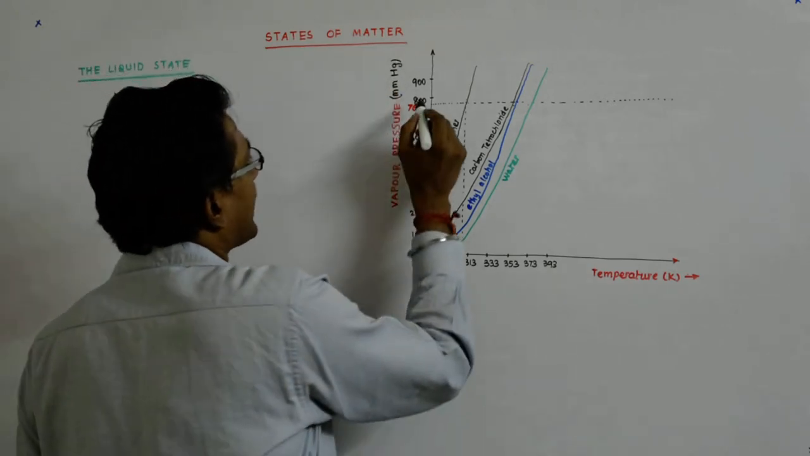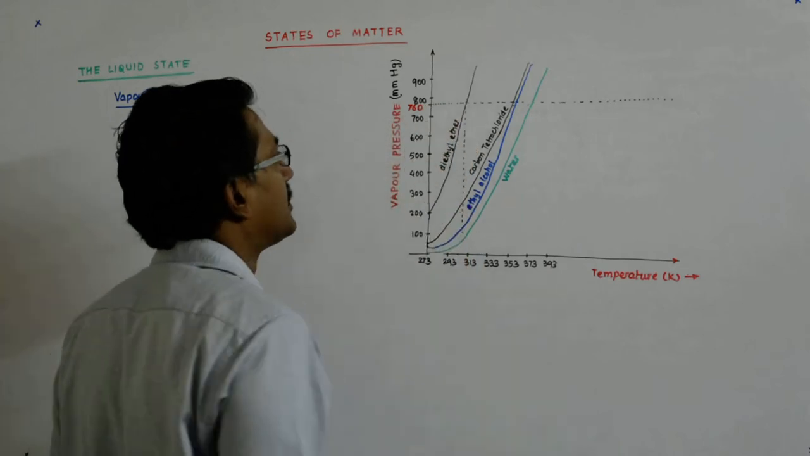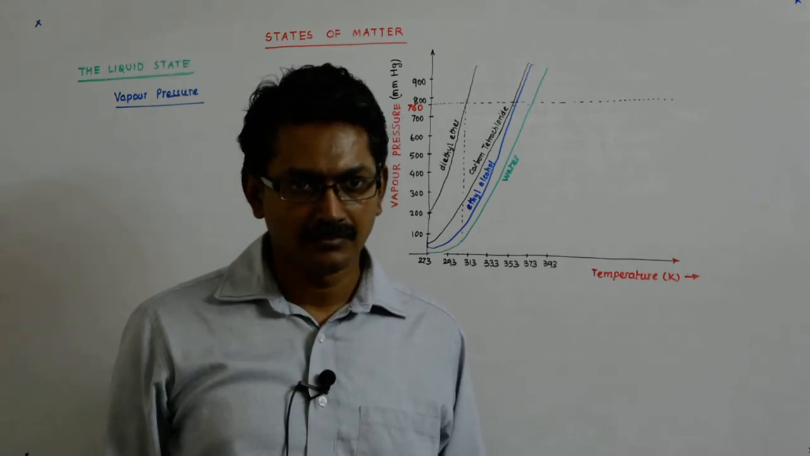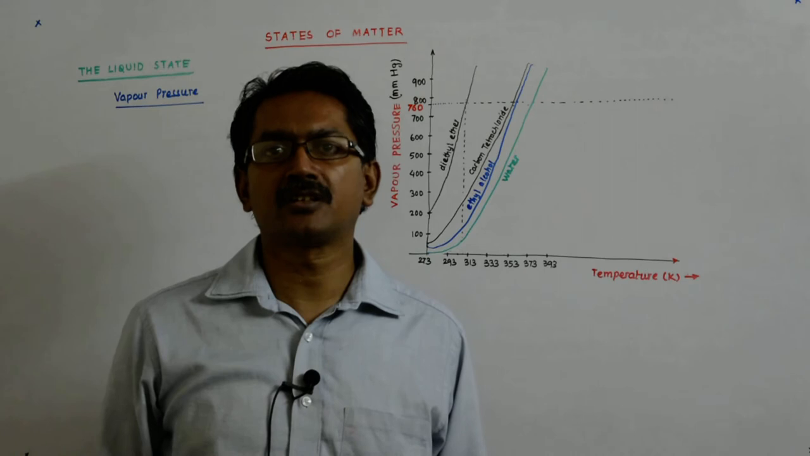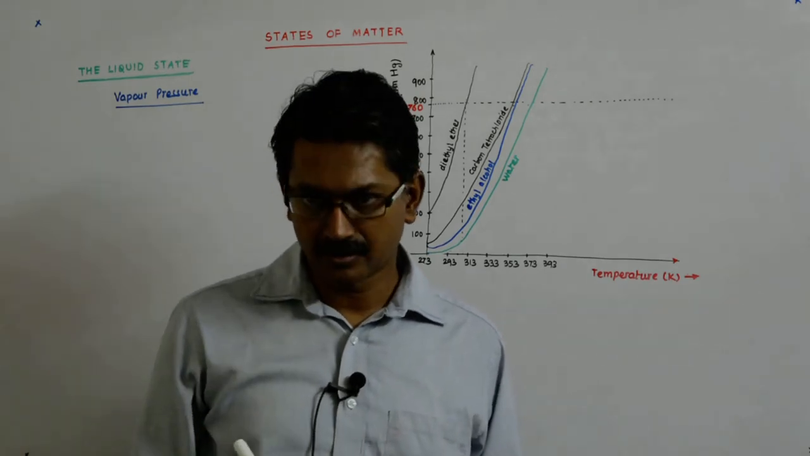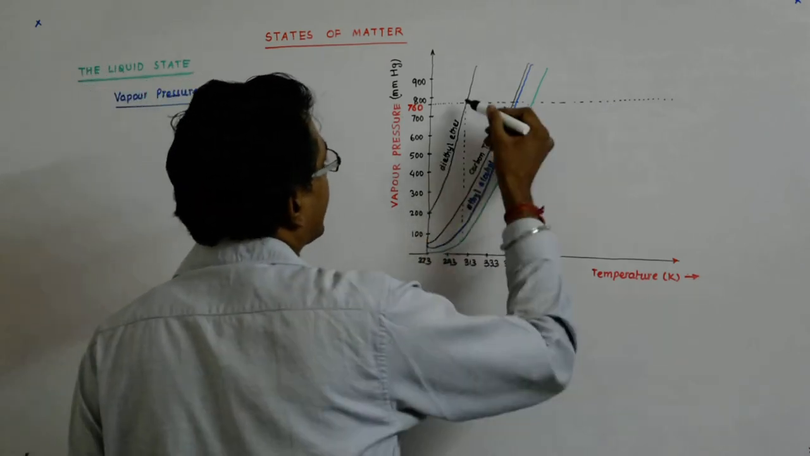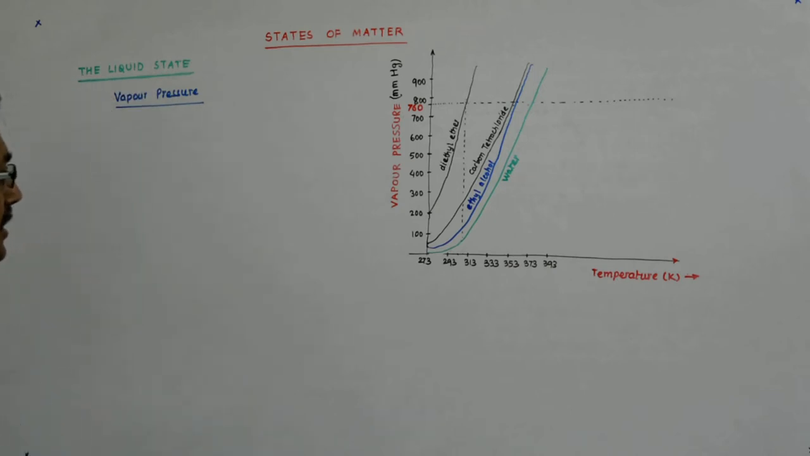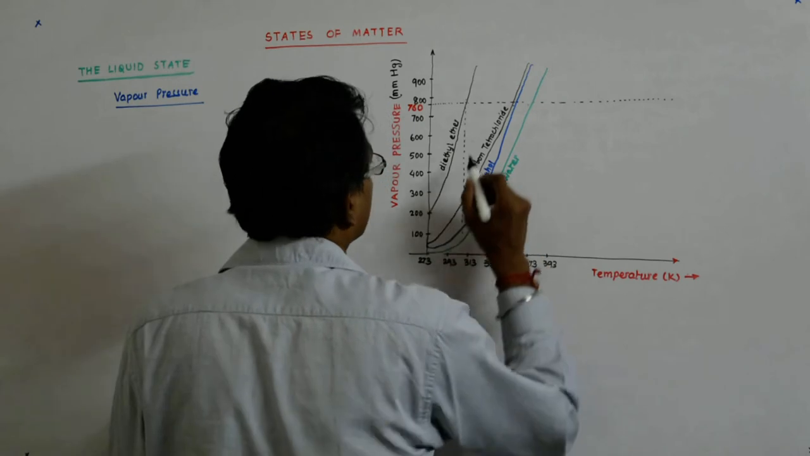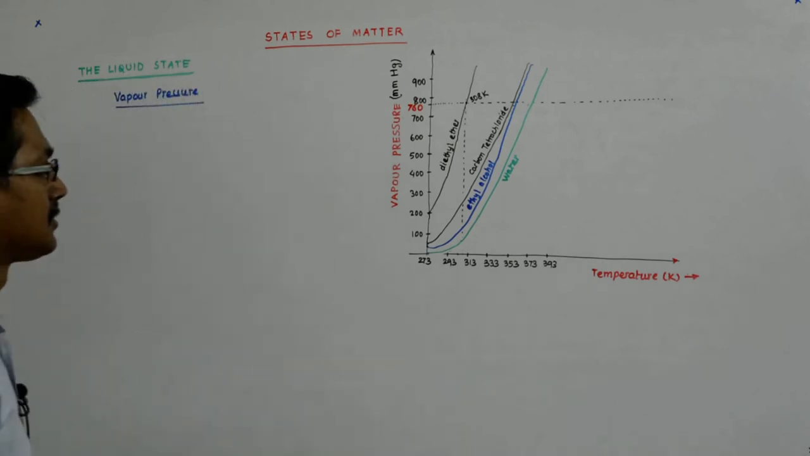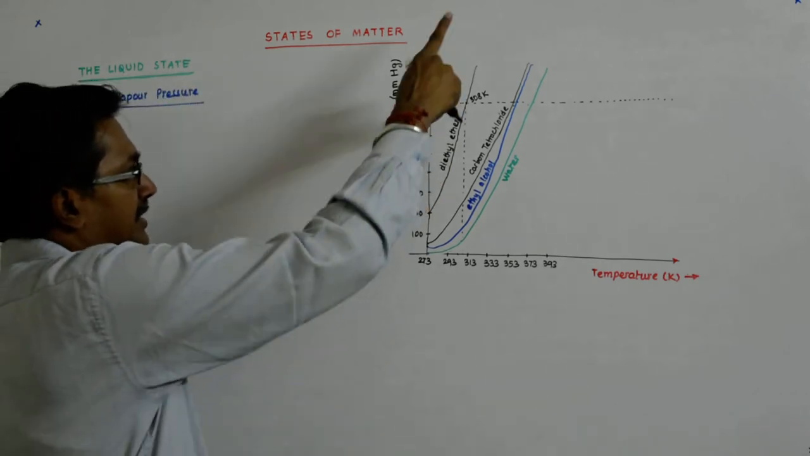Now 760 mm that I have marked in red, this point is actually the atmospheric pressure. 760 mm Hg is 1 atm, 1 atmosphere. Okay, so that is 1 atmosphere. Now look at diethyl ether. What happens? It reaches 760 mm Hg at around 308K. Okay, and it keeps on increasing like this.